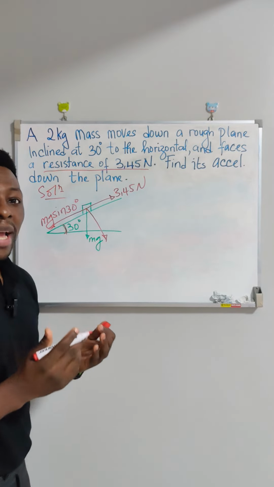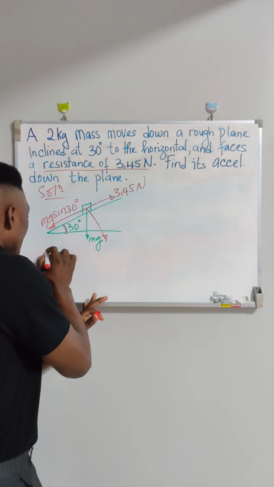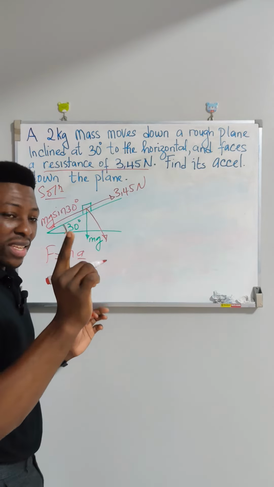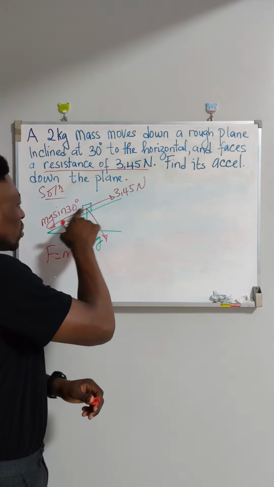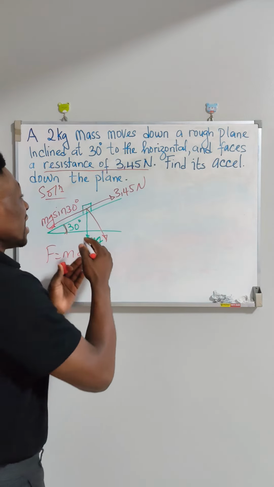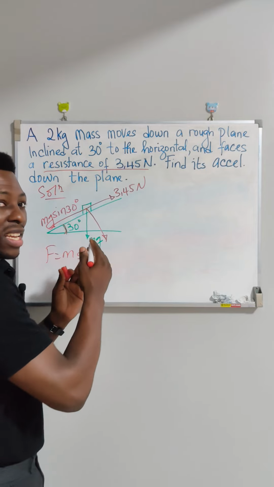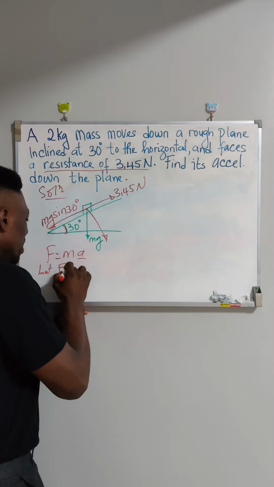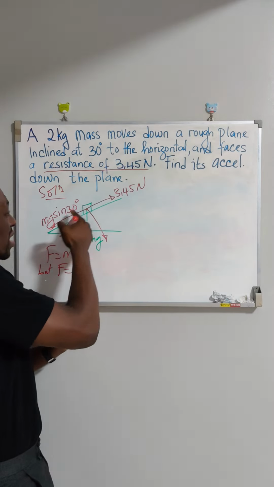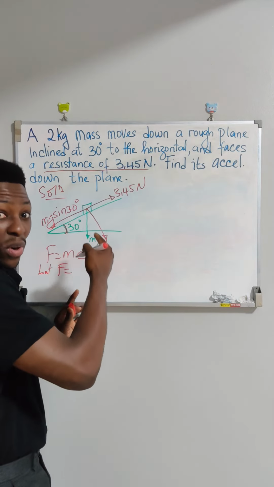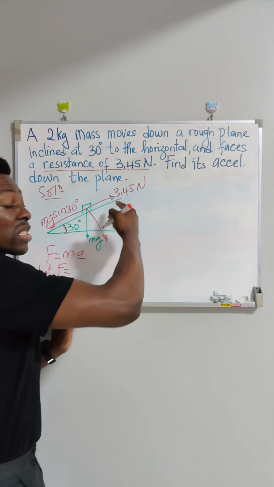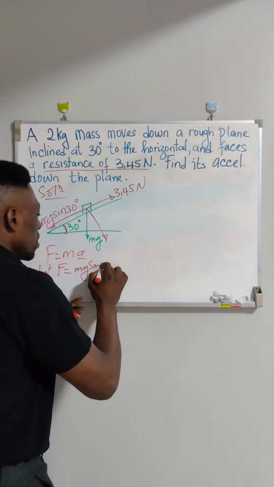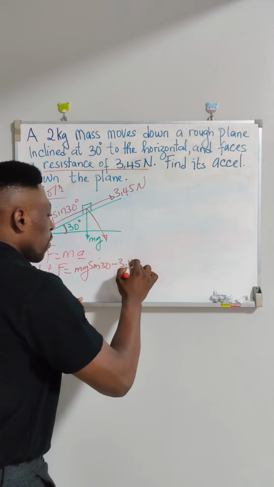So with this in mind, we will apply Newton's second law, according to which F equals ma. This is the acceleration we are looking for. But this F here is neither this force nor this one, but a resolution of these two forces, a resultant of the two forces. This F is actually this force, which is in the direction of motion. We will consider it positive, and then minus this other one because it opposes motion. So we will have mg sine 30 degrees minus 3.45.